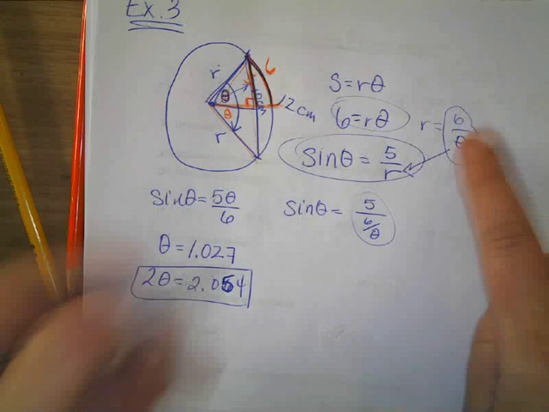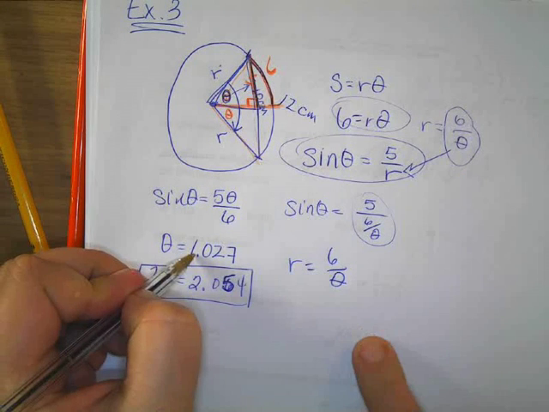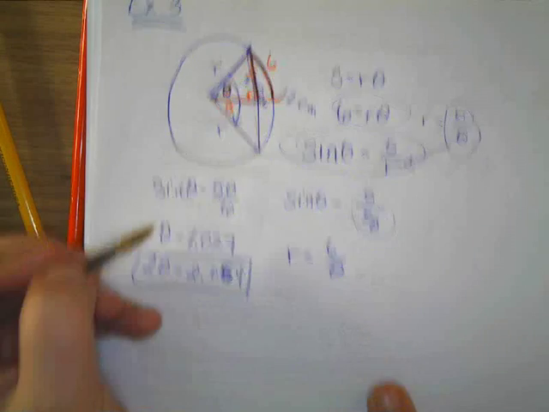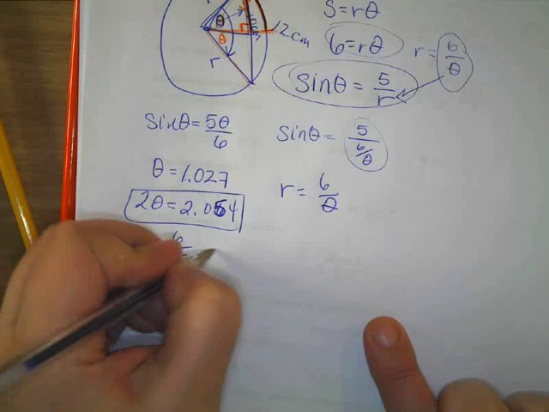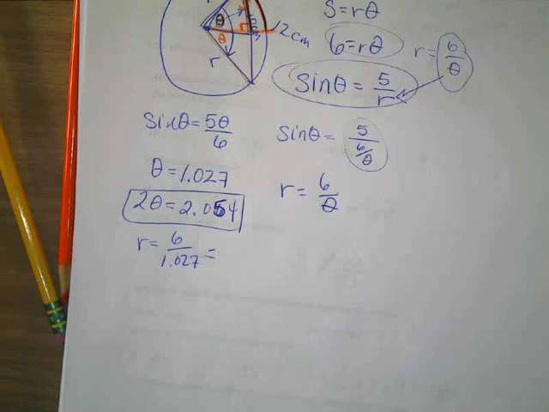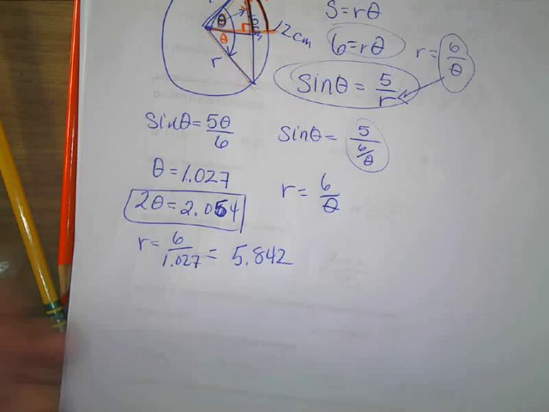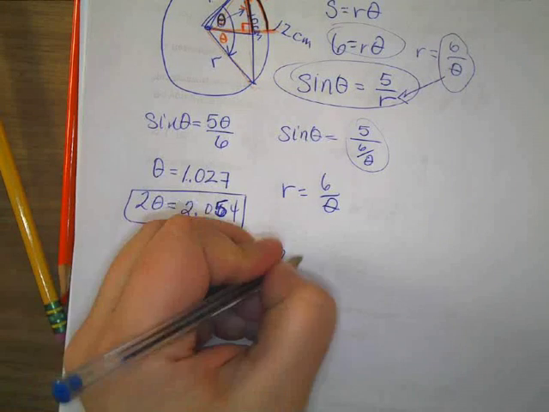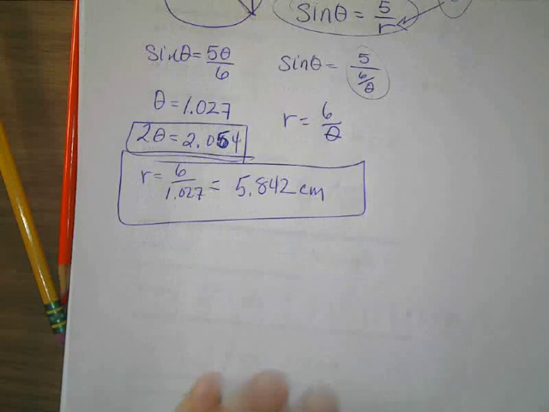But what else did they want from us? The radius. But if you remember, we had r equals 6 over theta. And we know what theta is, so can we find our radius? Yeah. So our radius is going to be 6 over theta. So 5.842. What are the units? Centimeters. There it is. So, basically it turned into a system of equations.